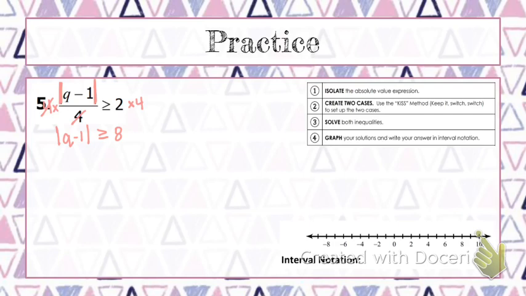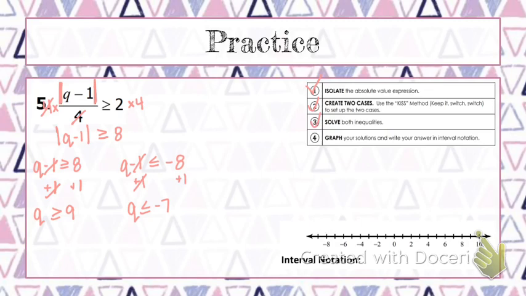So now we create our 2 cases. So we have q minus 1 is greater than or equal to 8, and then we keep it, switch, switch. And then we solve. So we have q is greater than or equal to 9. We're going to add 1 to both sides here as well, and we get q is less than or equal to negative 7. Okay, so we created two cases. We solved both. Now we're just going to graph.